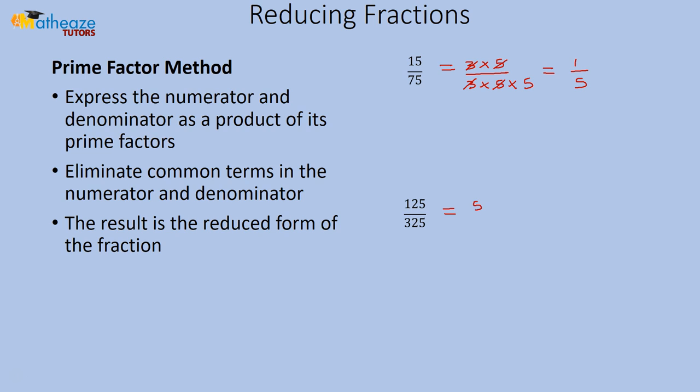125 is 5 times 5 times 5. 325 is 5 times 5 times 13. So 5 crosses out here, 5 crosses out here. We're left with 5 over 13.